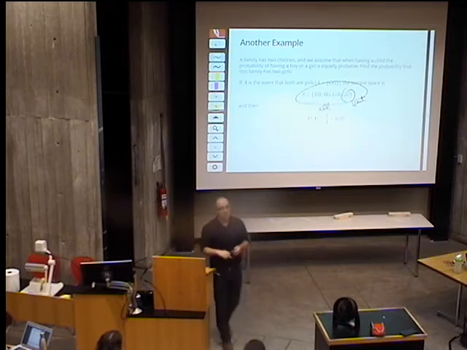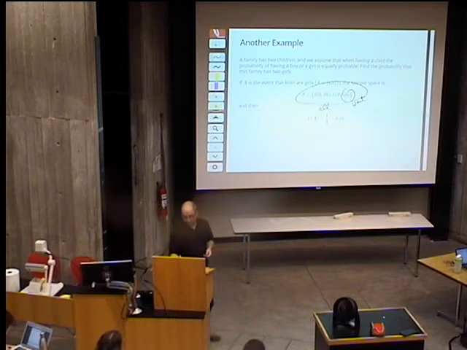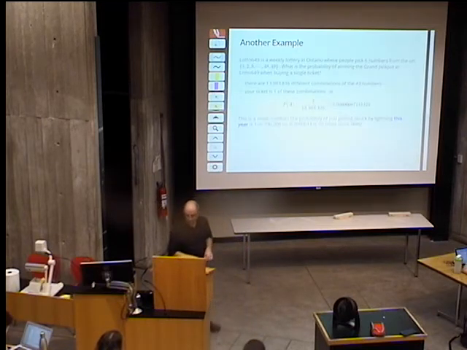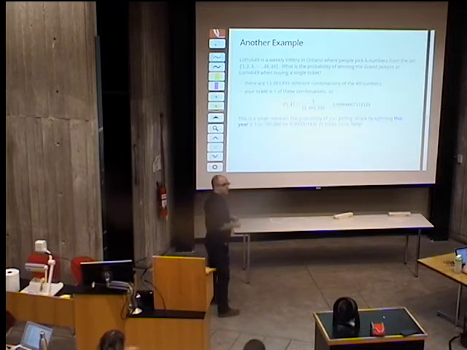And we could do it the other way with the true probability, but this is a nice little example as is. Here's another example for you. Everybody know what Lotto 649 is?